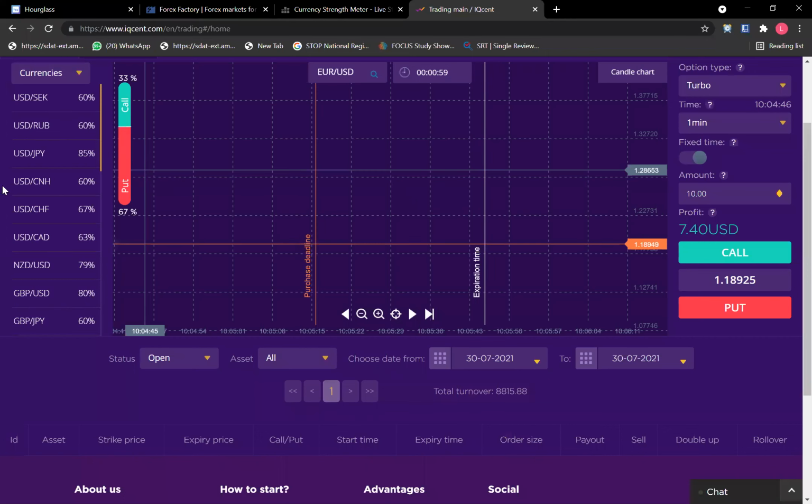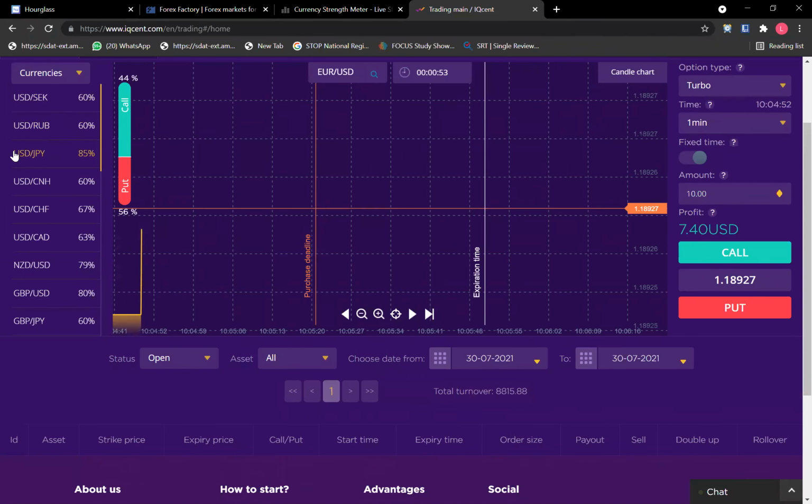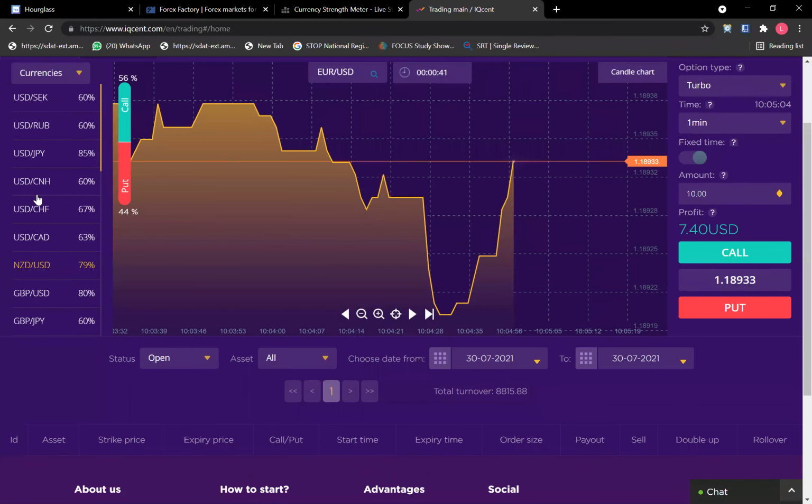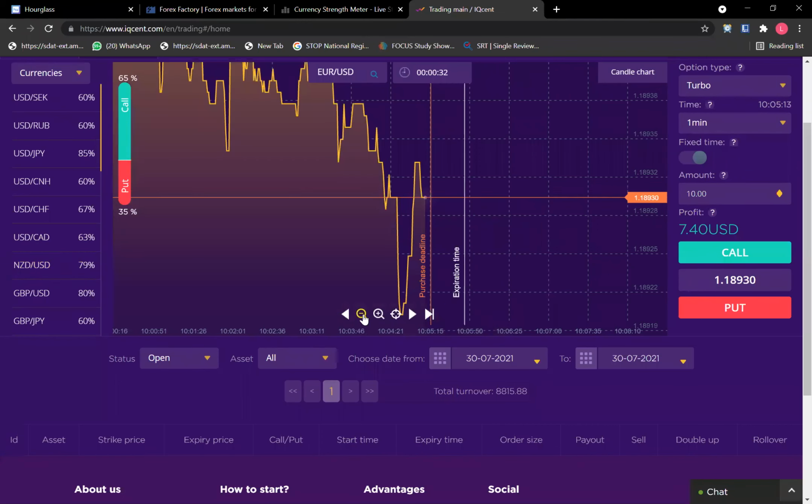All right. If you look at the left-hand side of your broker, you're seeing different currency pairs. You're seeing USD SEK, USD ZAR, USD JPY, USD CNH, USD CHF, USD CAD. These are all pairs. NZD USD. Now, mind you, you cannot say USD NZD. It always comes as they are here. Now, these are the pairs that the broker has access to. NZD USD, GBP USD, GBP JPY, and so on.